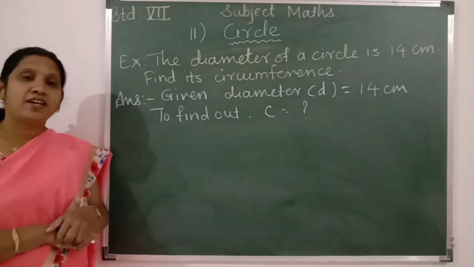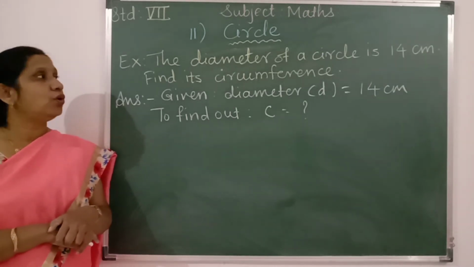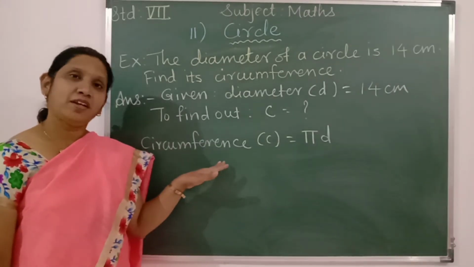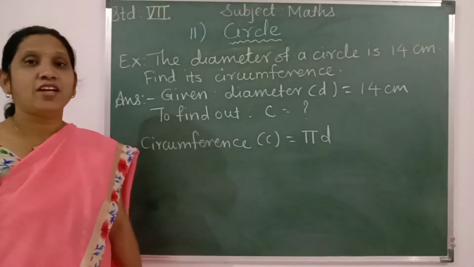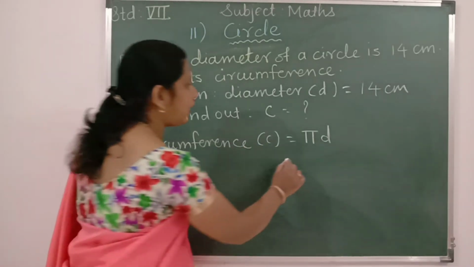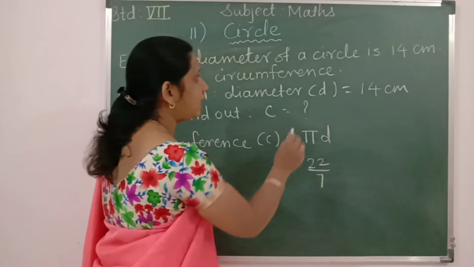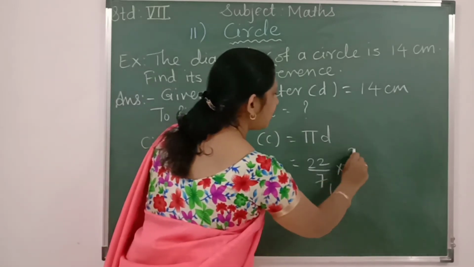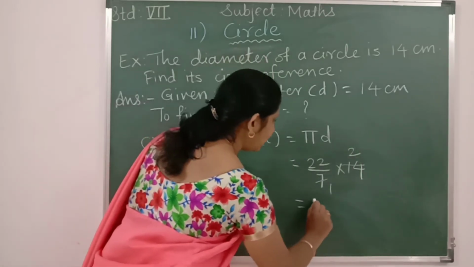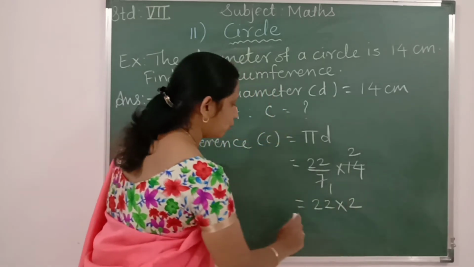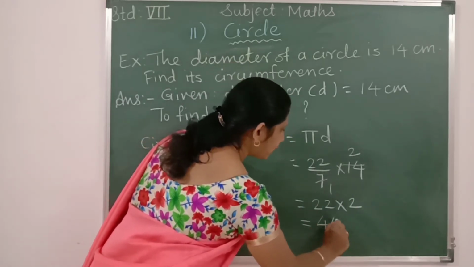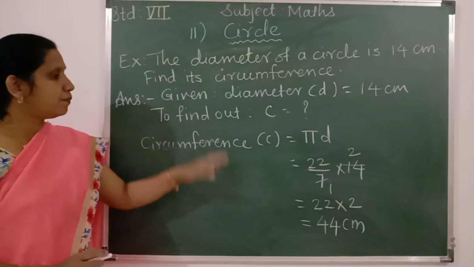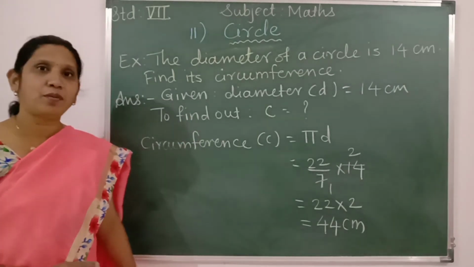Now we have studied circumference. C is equal to, if diameter is given, the formula is pi d. Students, now we have written the formula for circumference, pi d. You know that the value of pi we have to take is 22 upon 7 and diameter is given, how much? 14. Alright. So 7 2s are 14, so we'll get 22 multiplied by 2. Now 22 2s are 44. Unit is centimeter. So we have got the circumference of a circle is equal to 44 centimeters.